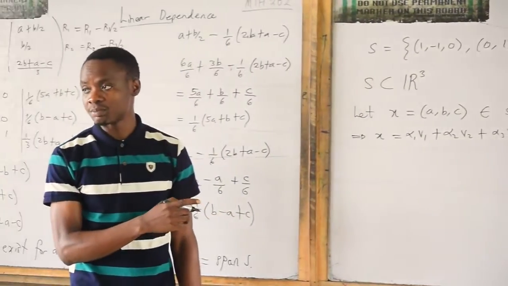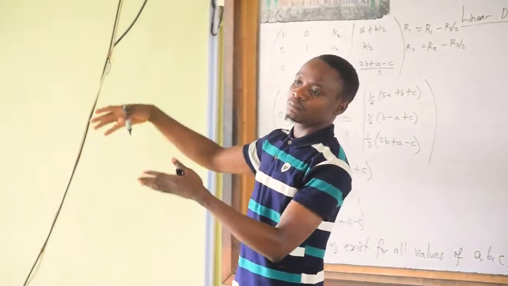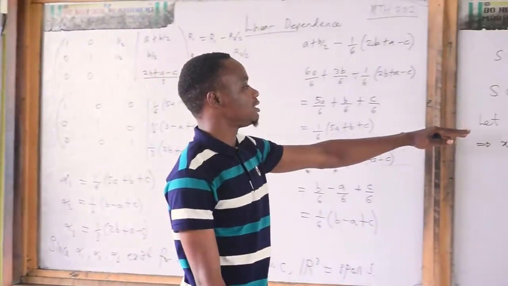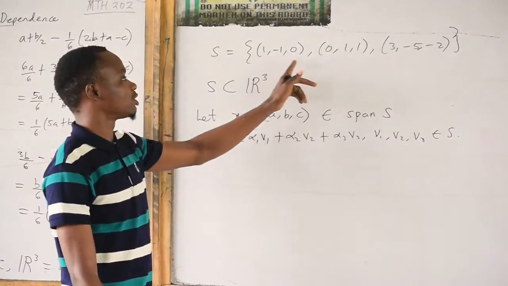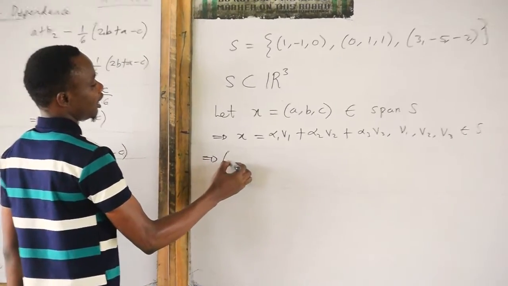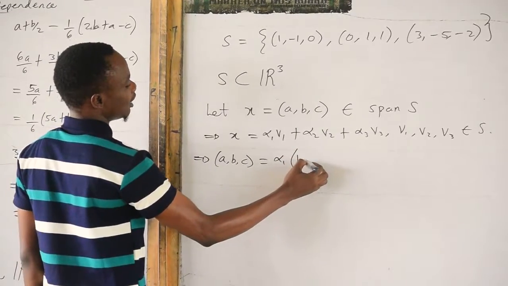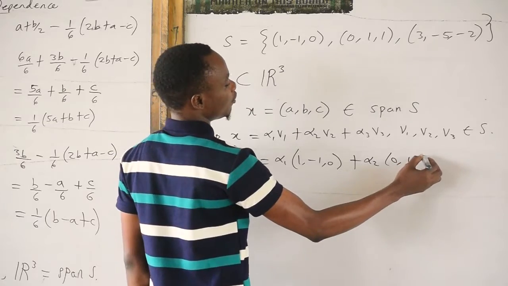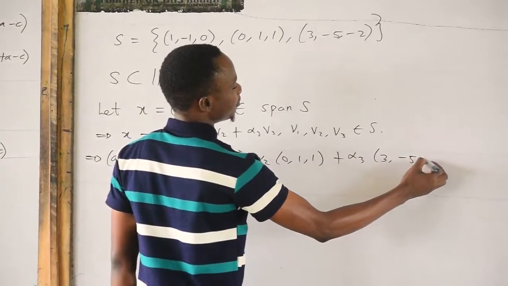I remember the definition of span S. Any vector in span S should be writable as a linear combination of the elements in S. So if this is an element in span S, then I should be able to write it as a linear combination of the elements in the set S. Alright, so it will follow that (A, B, C) should be equal to alpha 1 times (1, -1, 0) plus alpha 2 times (0, 1, 1) plus alpha 3 times (3, -5, -3).